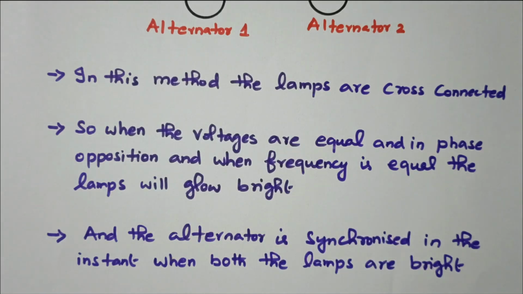So in this video we discussed what synchronization or parallel operation of alternators is, then the need for that, the conditions of synchronization, and then synchronization of a single phase alternator by two methods, the lamp dark method and the lamp bright method.